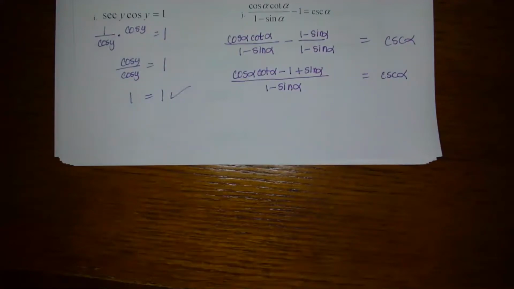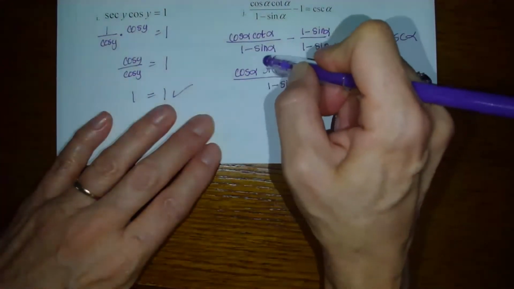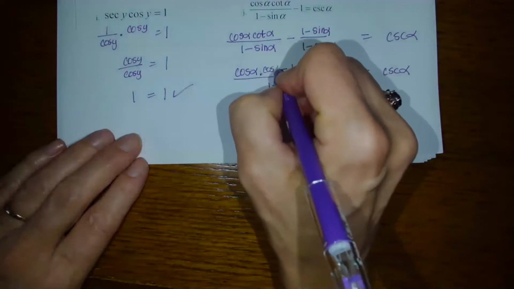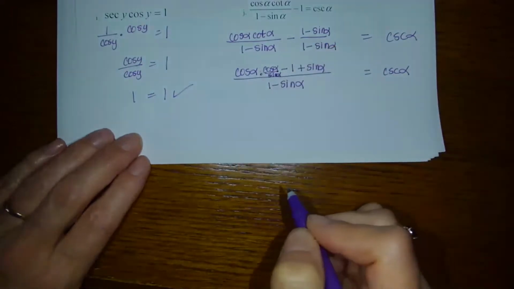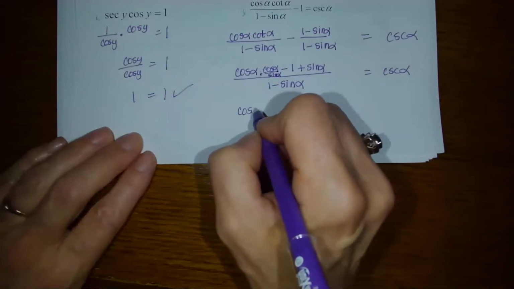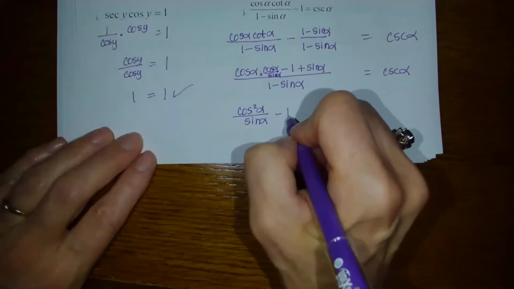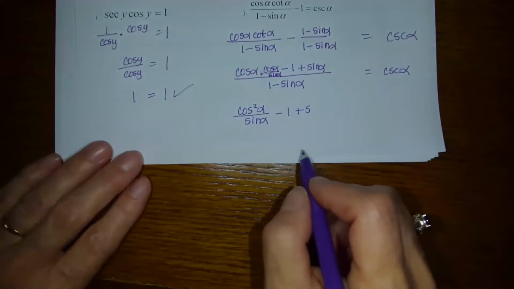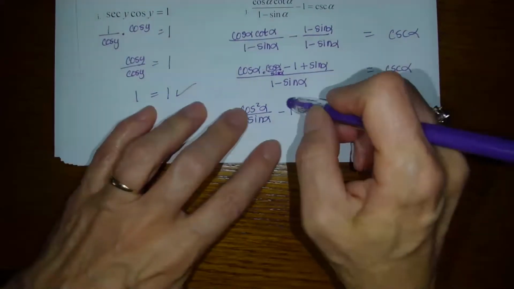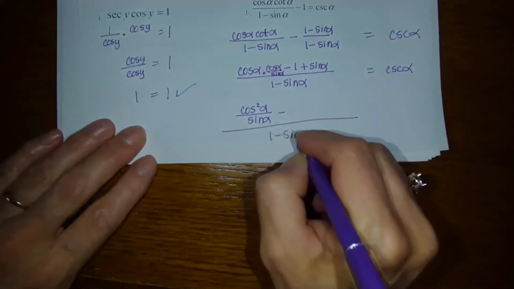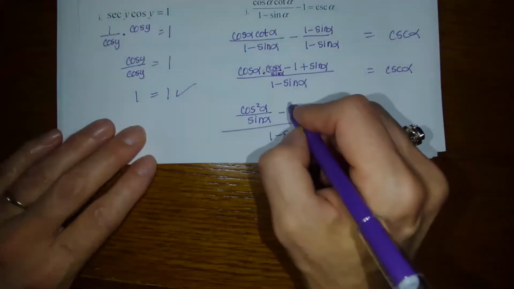What do you think we should do? Which word bothers you the most? Cotangent, right? So what could I rewrite? I'm just going to erase mine because I'm going to run out of room. How could I rewrite cotangent? So what I really have now is cosine squared alpha over sine alpha minus 1 plus sine. Can I get a common denominator here too? Instead of writing 1, what can I write? Sine over sine.